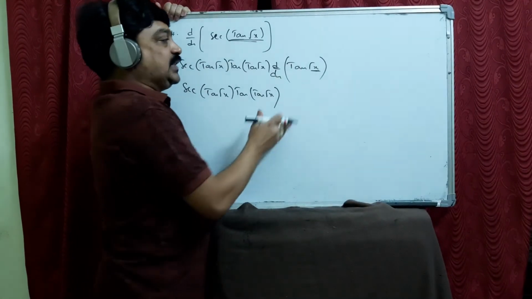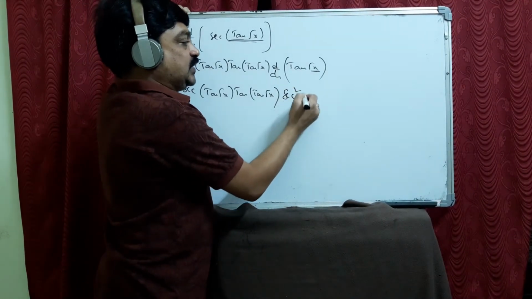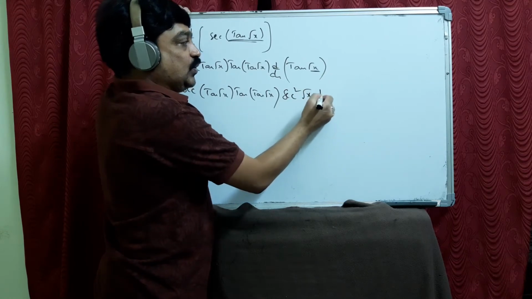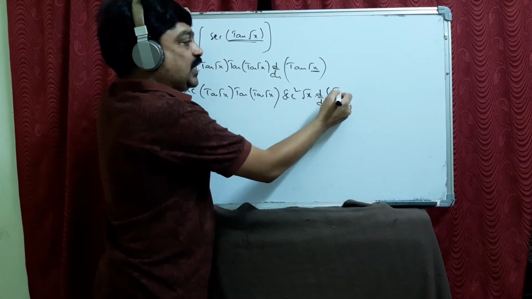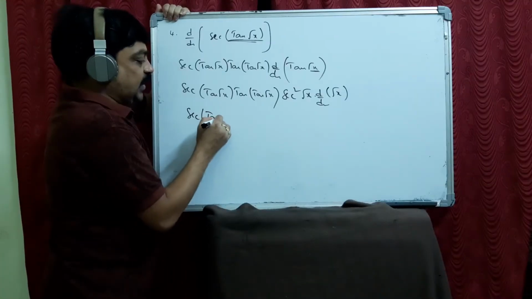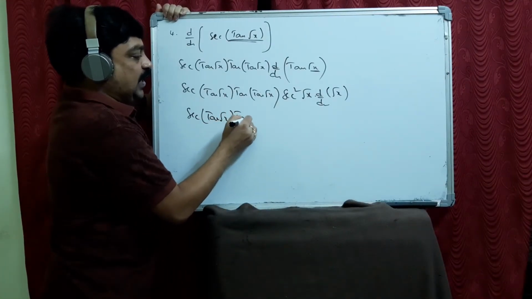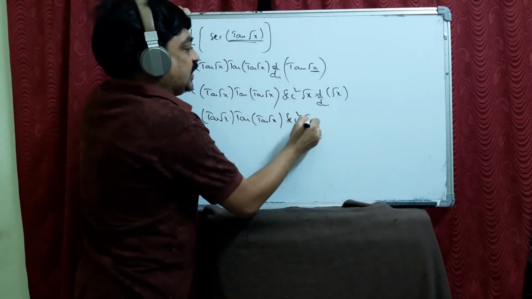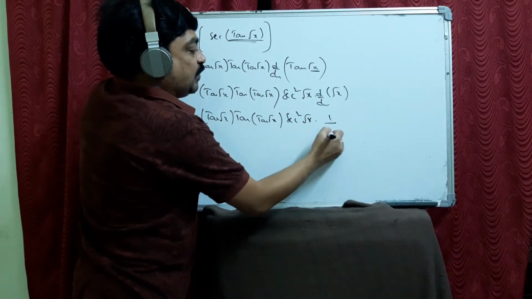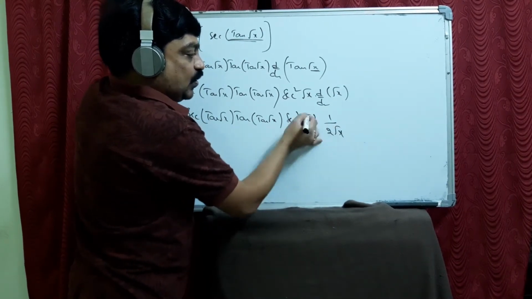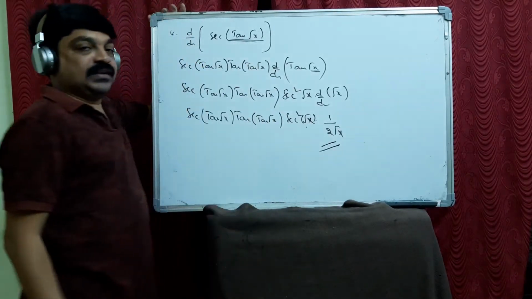Derivative of tan x will be secant square x. It becomes secant square root x, because this is x here, into d by dx. So what we assume as x? Root x. Now it becomes secant of tan root x into tan of tan root x into secant square root x into derivative of root x is 1 by 2 root x. Don't cancel these two because this is inside the function. We are not supposed to cancel this. We should leave it like this. Okay.